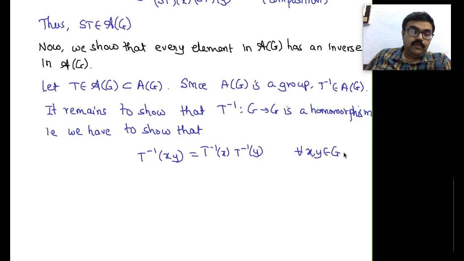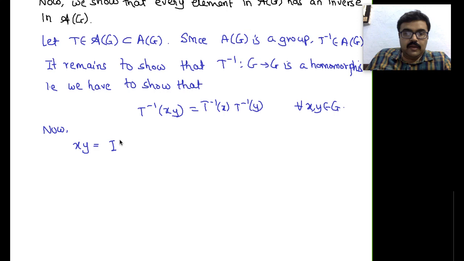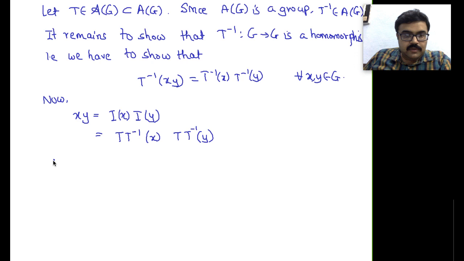But if we apply T on both sides, what we can show is that for the left-hand side, we start with XY. Now XY we can write as X is nothing but I of X, the identity map, and I Y equals Y. So I X, I Y, and this is nothing but T inverse of X, and again T inverse of Y, identity I, equals T inverse X, T inverse Y. And then apply T inverse on both sides. So this implies T inverse XY equals, when I apply T inverse here, T inverse of T inverse X.